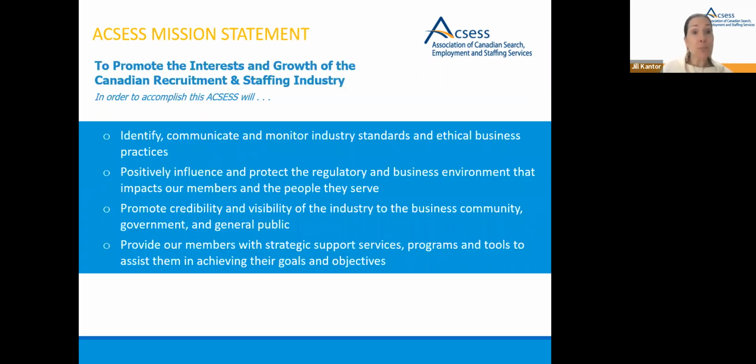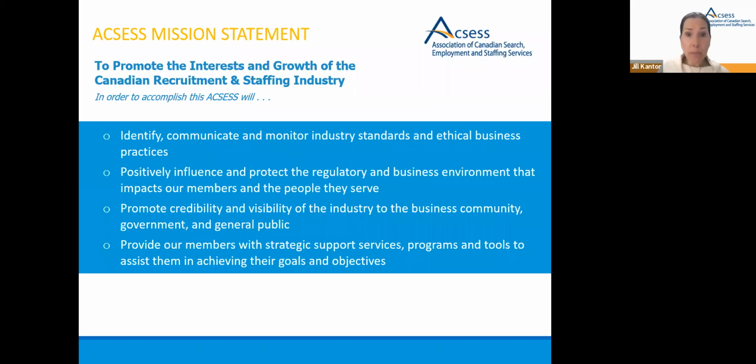Our mission statement is to promote the interests and growth of the Canadian recruitment and staffing industry. In order to accomplish this, we identify, communicate, and monitor industry standards, positively influence and protect the regulatory and business environment, promote credibility and visibility of the industry and the community, and provide our members with strategic support services, programs, and tools. Just like what we're doing today, helping you with the tools, the programs, the training, just as you will if any of you are joining the conference in May, which I will also be presenting at.